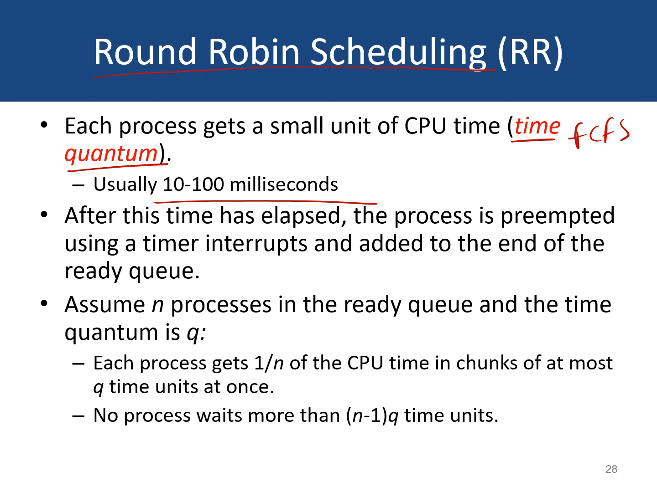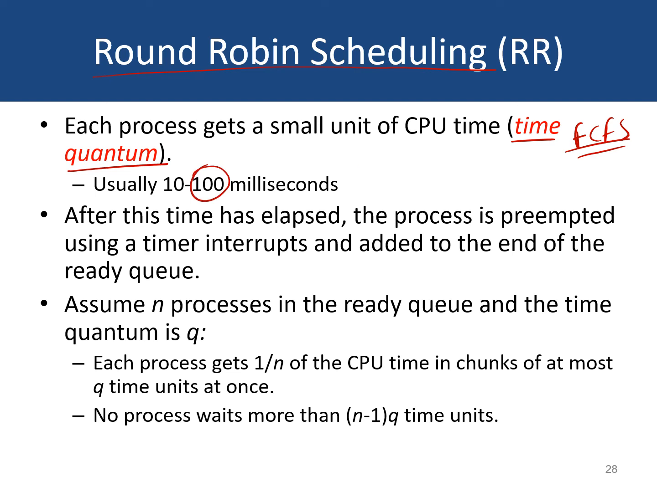So the way this works is the ready queue would be organized as a first in first out queue, just as we do for the FCFS scheduling. The CPU scheduler will go around the ready queue, allocating the CPU to each process in this first in first out order for up to one time quantum. Let's assume that the time quantum is 100 milliseconds.